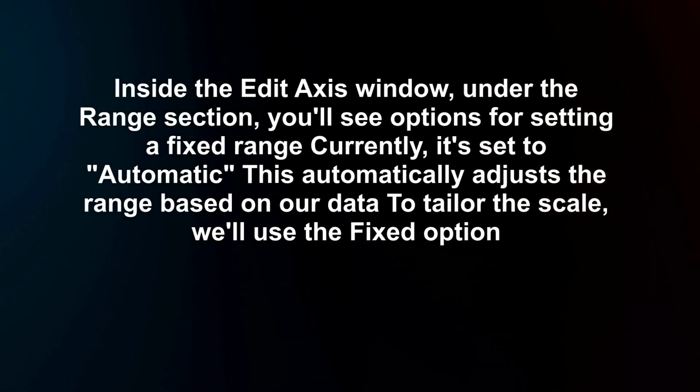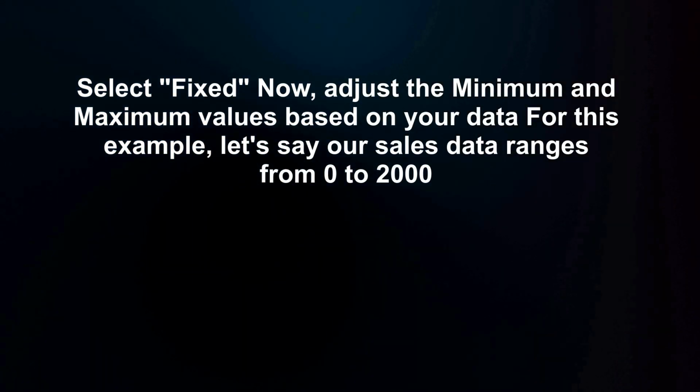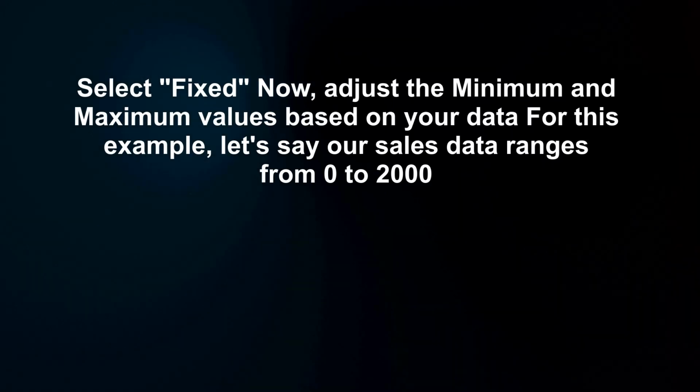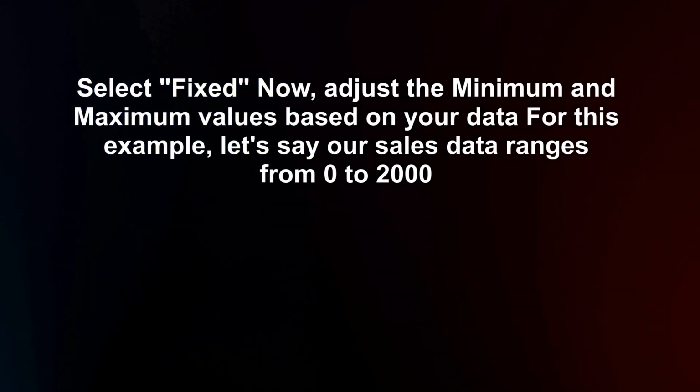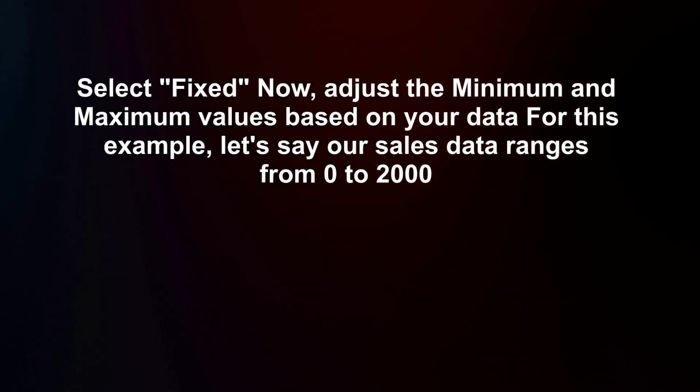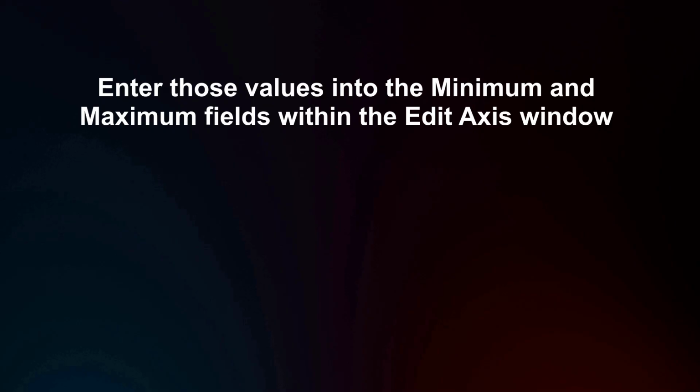We'll use the Fixed option. Select Fixed now. Adjust the minimum and maximum values based on your data. For this example, let's say our sales data ranges from 0 to 2000. Enter those values into the minimum and maximum fields within the Edit Axis window.